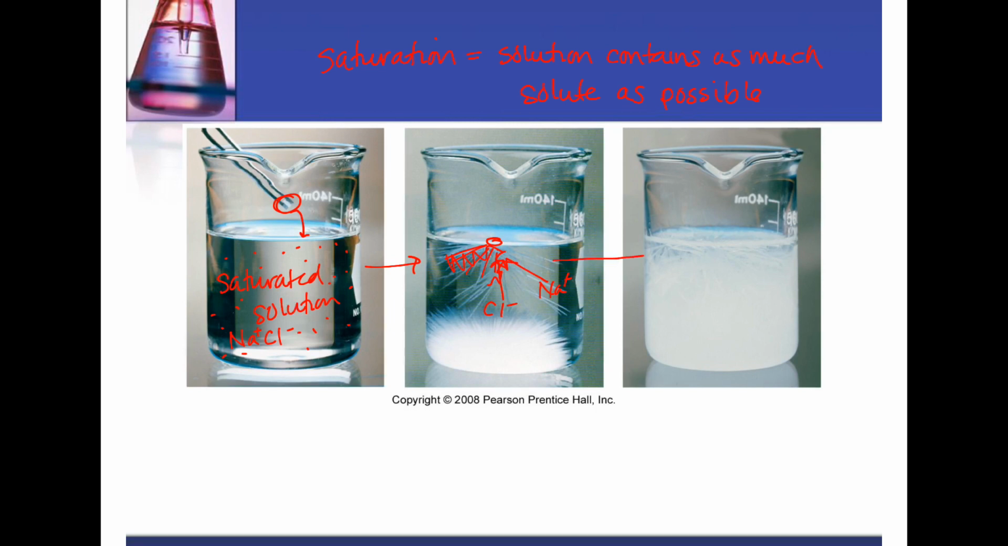And so over time, the whole thing will crystallize because it was a saturated solution and we added just a little bit more and we reached the saturation point. When we reach the saturation point, we get precipitation. And precipitation just means making a solid.